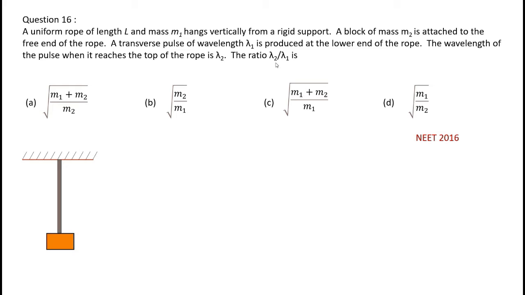The ratio lambda 2 by lambda 1 is option A, root of (m1 plus m2) by m2, option B, root of m2 by m1, option C, root of (m1 plus m2) by m1, option D, root of m1 by m2. NEET 2016. Okay, this diagram we have drawn. It's not given in the question. Let us now go into the solution.